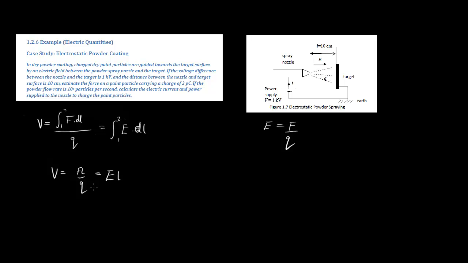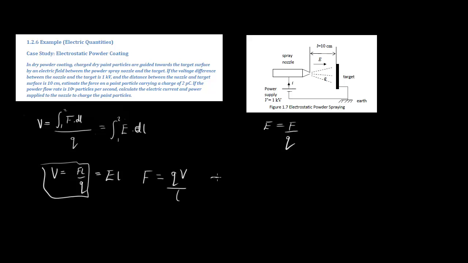Now from this we can calculate the force on a powdered particle, because we've got F in this expression. In fact we didn't actually need to show this, but this was just to highlight, because we're just learning the course, that this E value does exist. So let's rearrange this equation to make F the subject. We get F is equal to QV, the charge times the voltage, over L, our distance between the spray nozzle and the target. This is what we use to calculate the force on each powder particle.